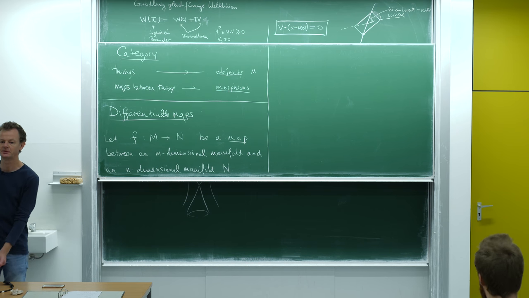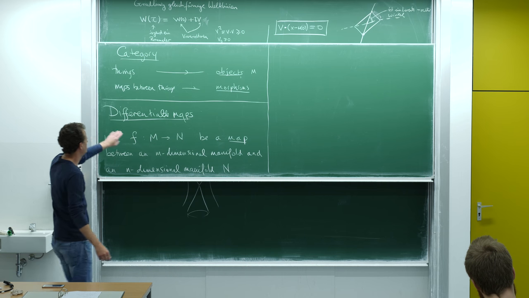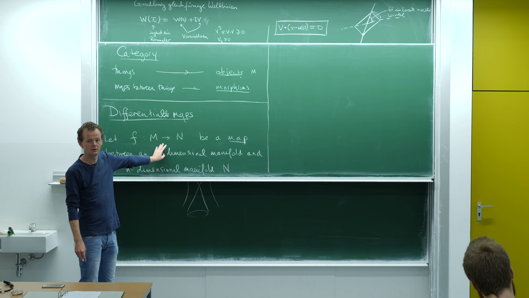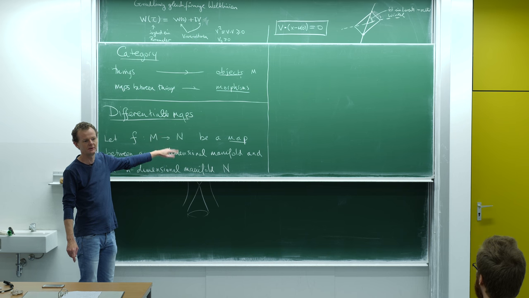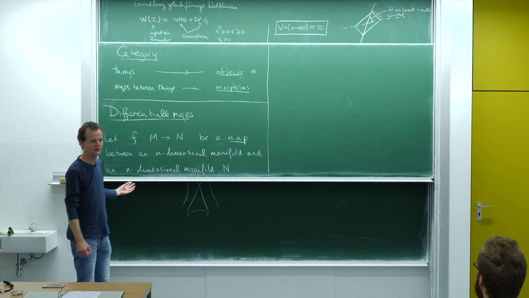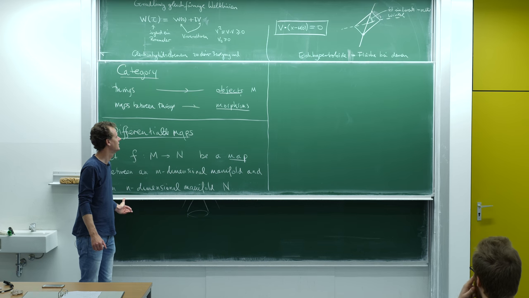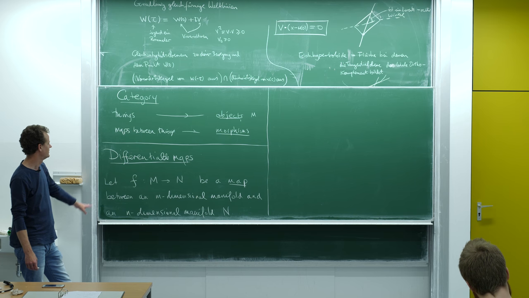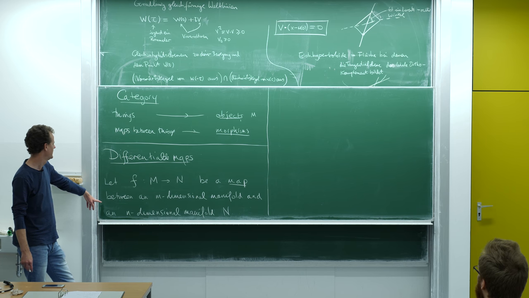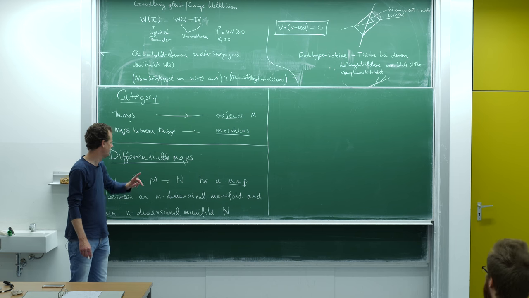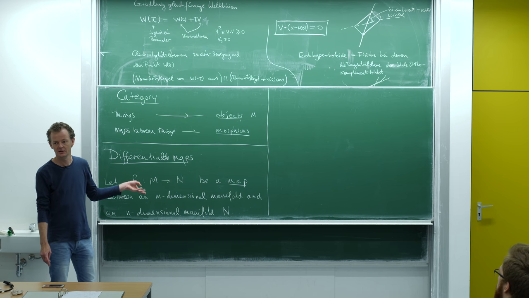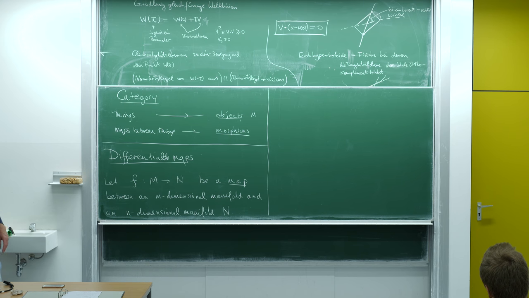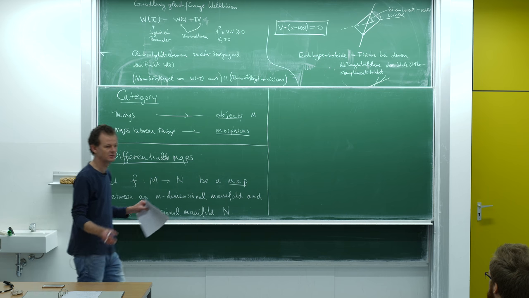Let it be a map. So a map is something that makes sense when you have a set and a set. So manifolds are at least sets because they're locally Euclidean spaces, which are topological spaces, which have sets underlying their definition. So F is a map between two sets. So we can talk about the word map. And we're further going to say that M is an m-dimensional manifold and N is an n-dimensional manifold. So that's a map. And we're going to give some conditions under which this map is differentiable or not.